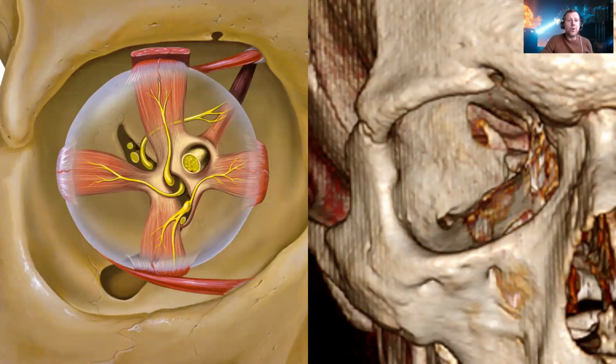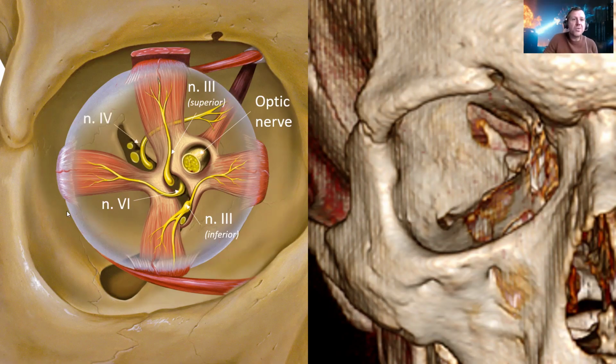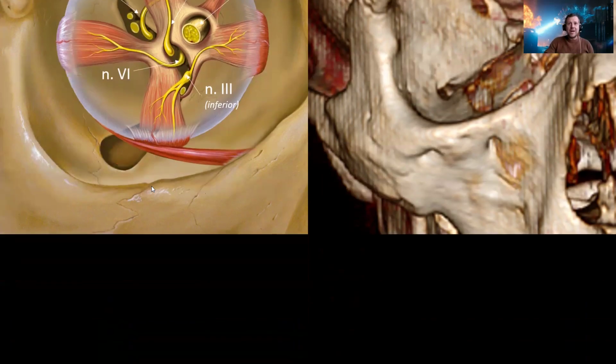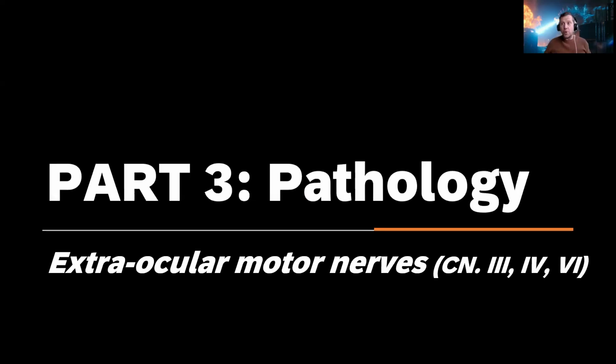nerves enter the orbit. The optic nerve enters through the optic canal located medially of the superior orbital fissure, and then through the superior orbital fissure we have the superior branch and the inferior branch of the oculomotor nerve. Here we have the abducens nerve innervating the lateral rectus muscle, and here we have the trochlear nerve innervating the superior oblique. Okay, this brings me to the third part of this presentation, pathology.